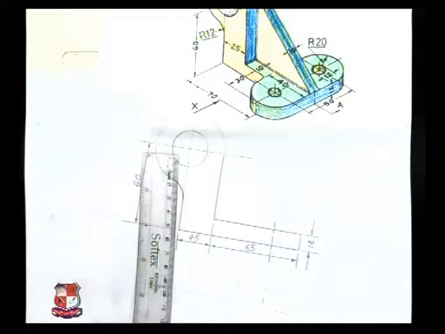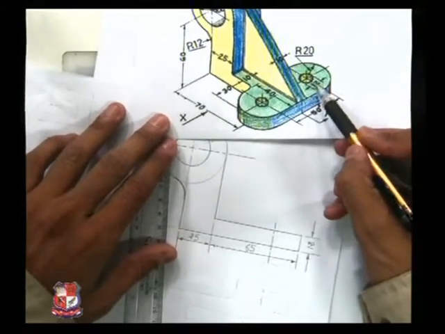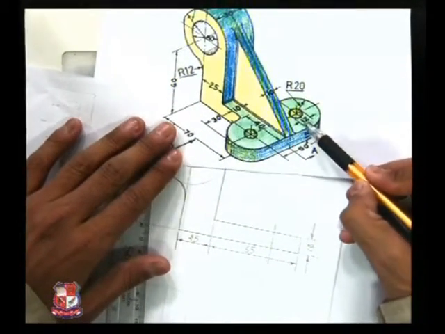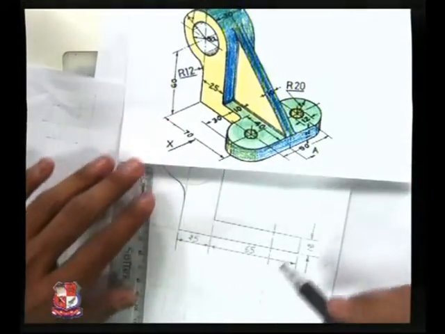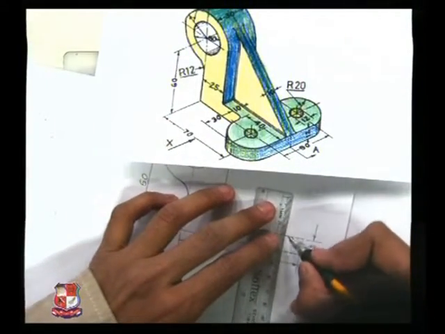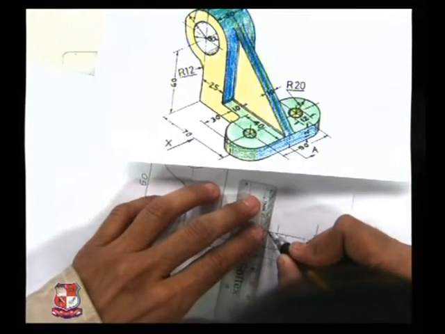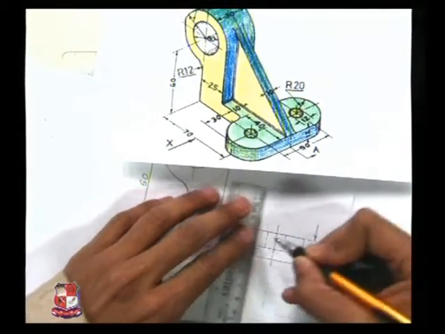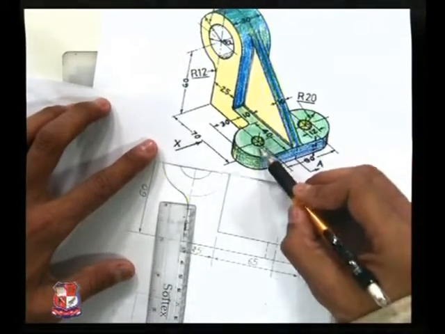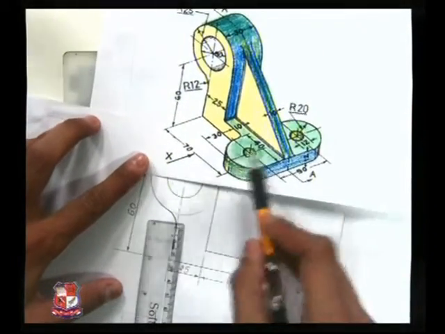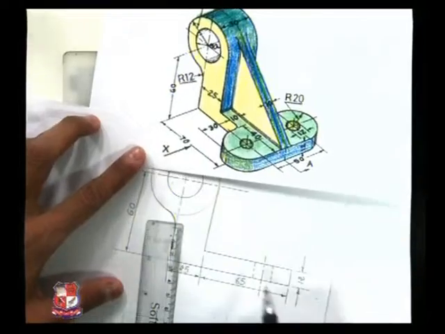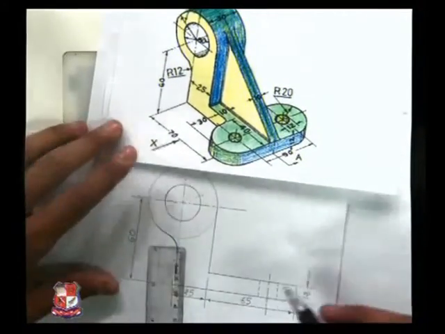of the hole, and the hole diameter is given here as 12 millimeter. It is mentioned over here, 12 millimeter. So 6 millimeter on either side of this center line, draw dotted lines, and this dotted line represents the inner edge of the circular hole which is drilled over here, and both the holes are on the same axis, so only one hole we have to represent over here.